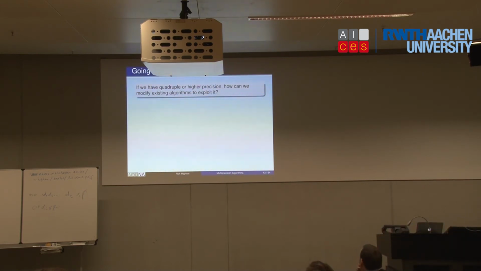So the question I want to address is, if we have high precision available, quadruple or maybe arbitrary precision, how can we exploit it? How can we change our existing algorithms to make use of this high precision?